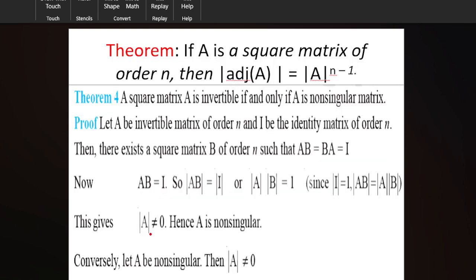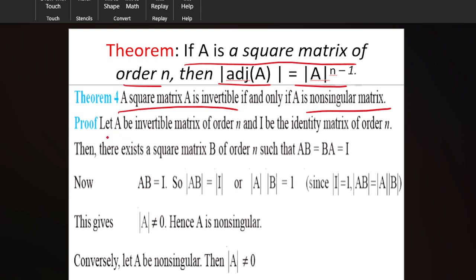Next theorem. If A is a square matrix of order n, then the determinant of the adjoint of A equals the determinant of A to the power n minus 1. So here, A is a square matrix, and A is invertible only if A is a non-singular matrix. Okay, this is another one.